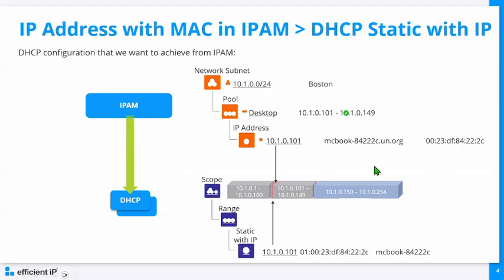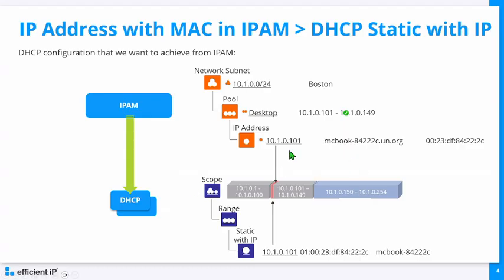Now, as recommended, the best practice is you manage the scope and the range from IPAM. Turn on the integration from IPAM to DHCP. So to manage the range and the scope, you do it from IPAM. You create a subnet in IPAM, then you will have a scope created in DHCP. You create a pool in IPAM, then you will have a range created in DHCP. Okay, so that's what you already learned, and you tried it out in the lab.